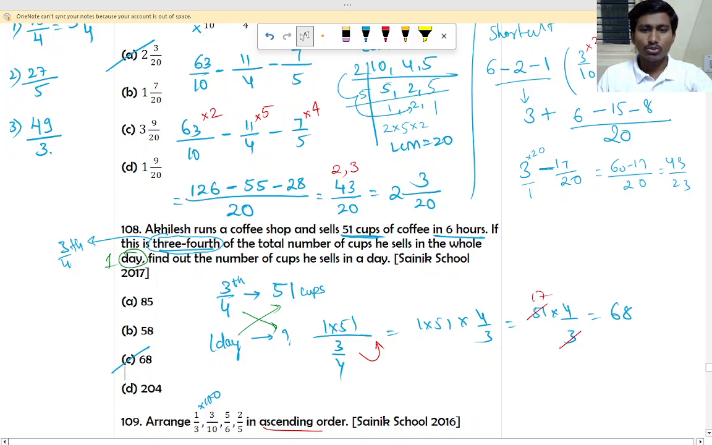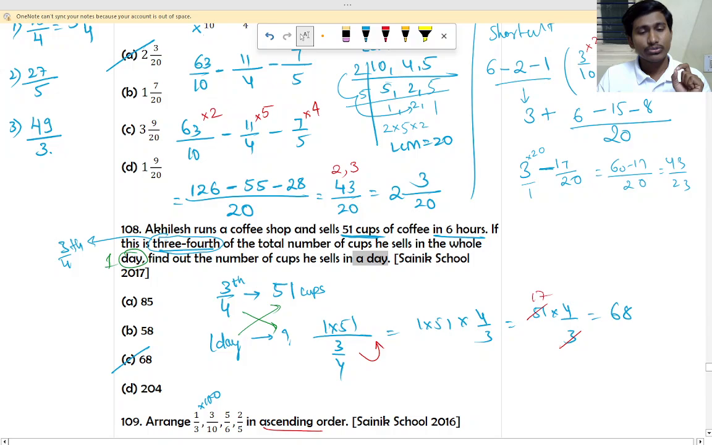Sir, can I do it? The question is: Akhilesh runs a coffee shop and sells 51 cups of coffee in 6 hours. That is 3/4. So 3/4 is how much? 51 cups. Find the cups he sells in a day. So 1 day means 1. 3/4 is 51 cups, 1 day will be how much? You have to do cross multiplication. How much? Question mark. You have to write like this: 3/4 is 51 cups, 1 day is how much? So cross multiplication, 1 goes up.